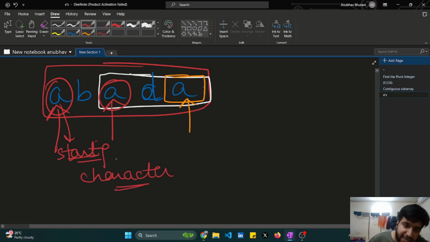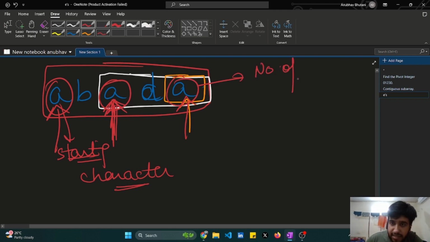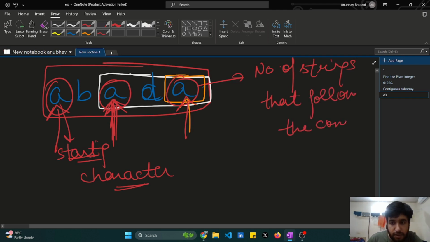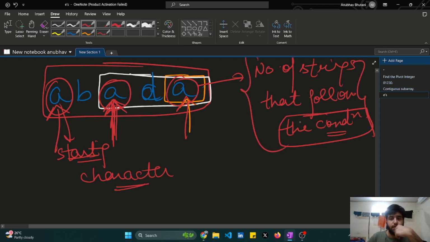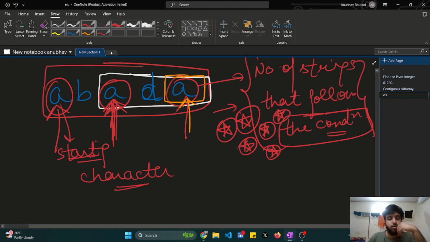Because I know the ending character, I have to just look for the starting character, right? So the number of times the starting character is appearing, that is the number of strings that follow the condition.